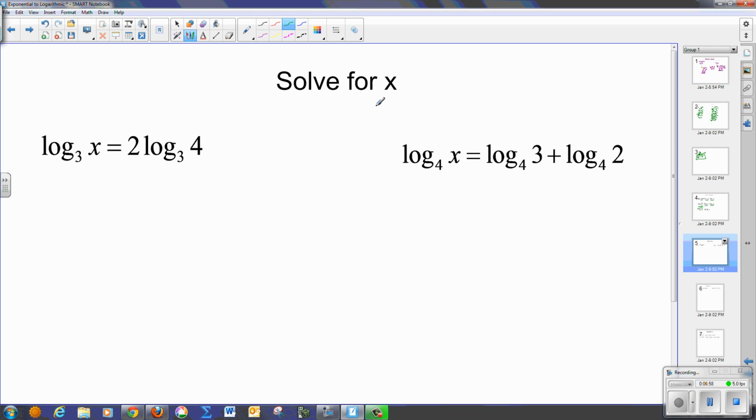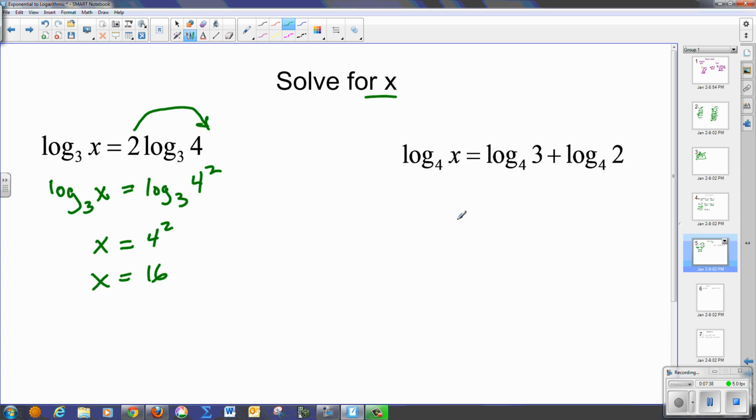I want to now solve for x. Now, I see in this first example that I have a 2 multiplied by a logarithm, which means I use that third property and bring that up here. So I have the log base 3 of x is equal to the log base 3 of 4 squared. Now notice, one logarithm on each side, and they both have the same base. If that's true, then that must mean the quantities inside must be equal. So x must equal 4 squared, or 16.